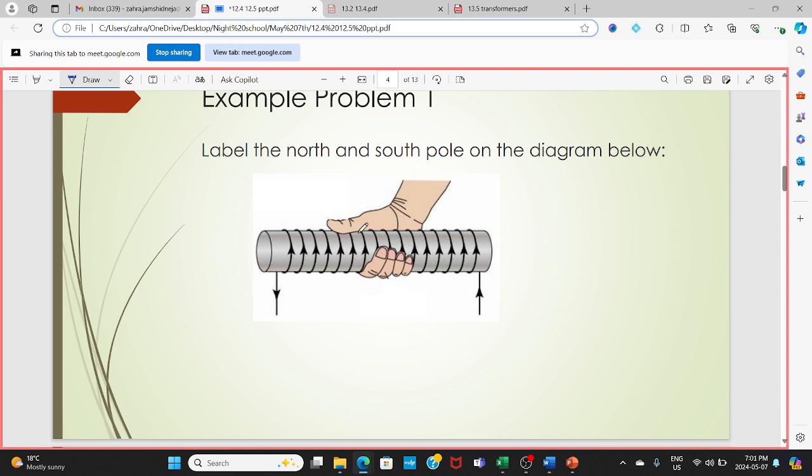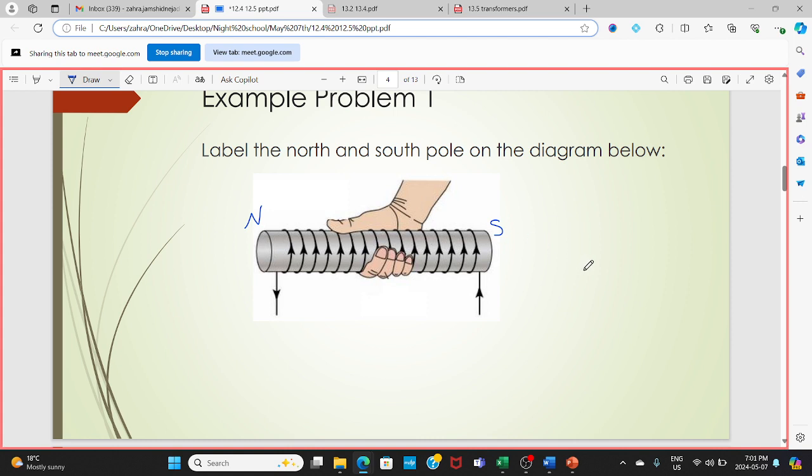So you bend your forefinger in the direction of the current, and your thumb will be pointing toward N. So that would be N. So the other side is going to be S. Any questions?